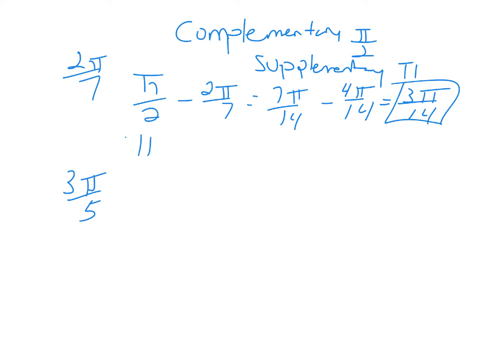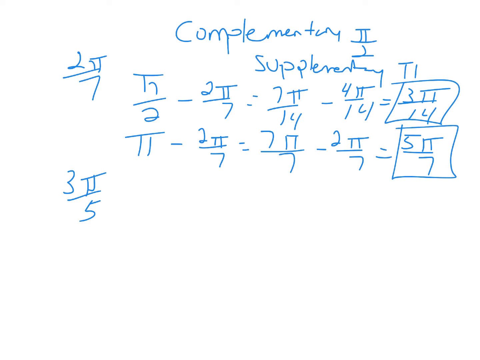Now for the other one, we've got to find the supplement, so it'll be pi minus 2 pi over 7. Common denominator, 7 pi over 7 minus 2 pi over 7 equals 5 pi over 7.